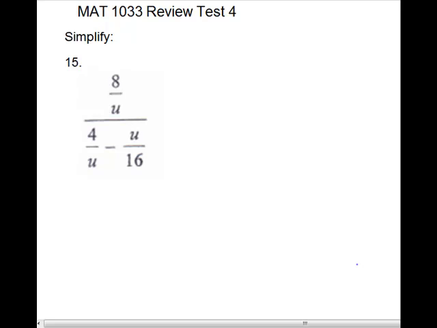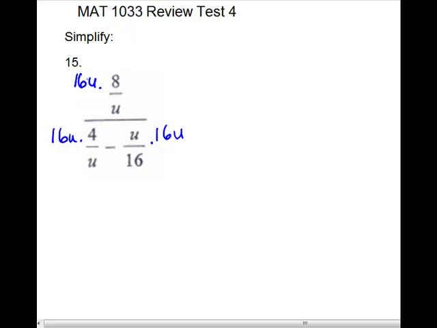For problem 15, on this complex fraction, our common denominator is going to be a u and a 16. So 16u, we will multiply by it on the numerator, the whole thing. On the denominator, I would put it beside each piece. You can put it out in front and distribute, but I think it's easier to see if you go ahead and do it beside each piece.